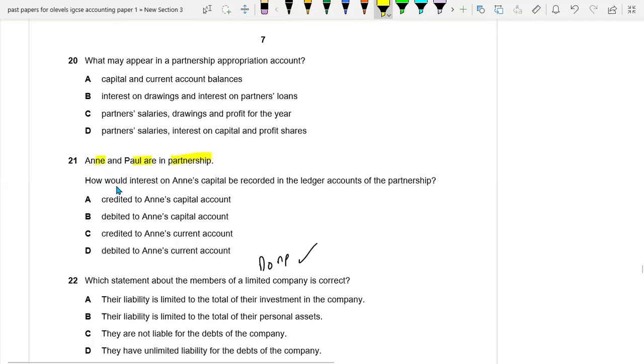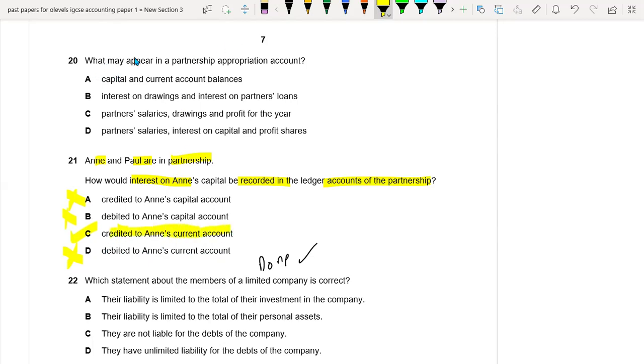Anne and Paul are in partnership. How would interest on Annie's capital be recorded in the ledger accounts of the partnership? Credited to Annie's capital account? No. Interest on Annie's capital recorded in the ledger accounts of the partnership would be recorded in the current account, not in the capital account. Debited to Annie's capital? No. Credited to Annie's current account? Yes, this would be recorded on the credit side of the current account. Debited to Annie's current account? No. So it means that C option is the right option.